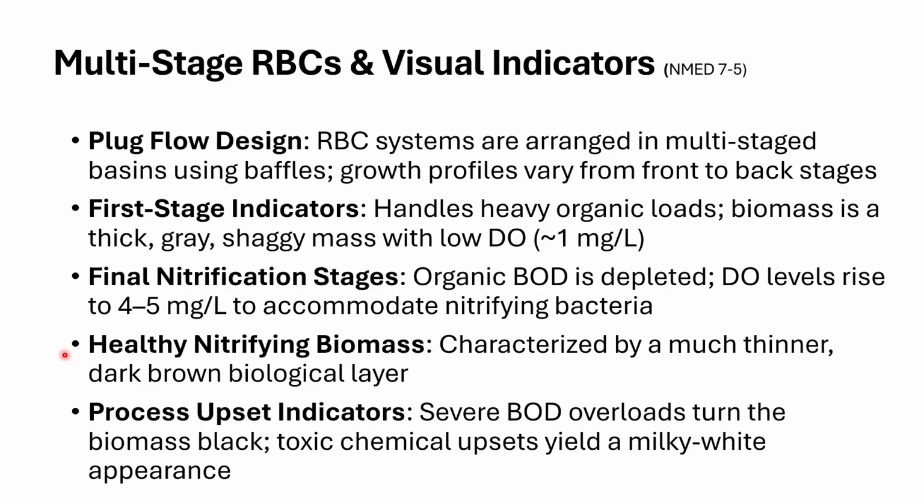Those are two good test questions. What does the first stage of an RBC look like? What does the biomass look like? It's a gray, shaggy biomass with low dissolved oxygen. So what does the fourth stage of an RBC in series look like? Well, for nitrification, it's basically nitrifying biomass. It's a thin brownish biological layer. Two good test questions there.